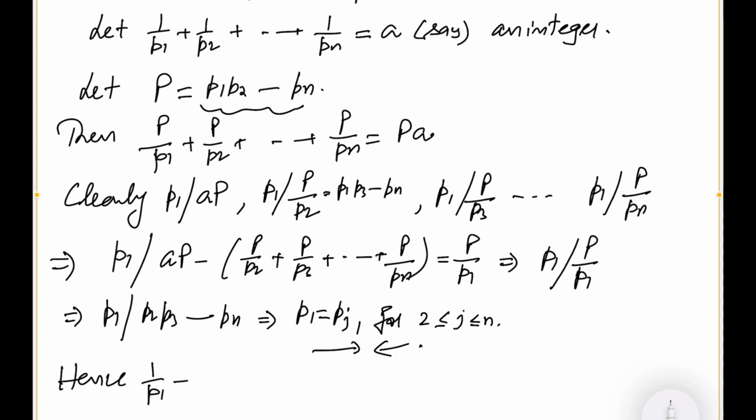1 by p1 plus 1 by p2 plus up to 1 by pn is never an integer. Answer.